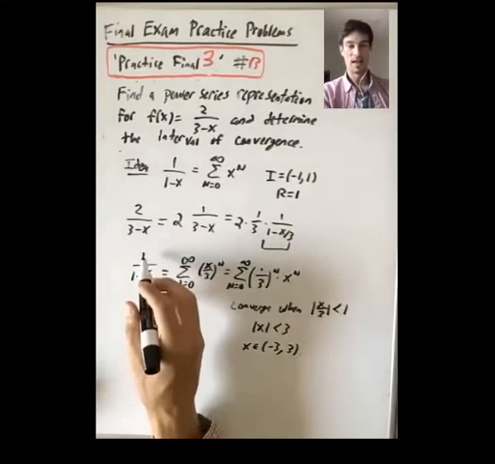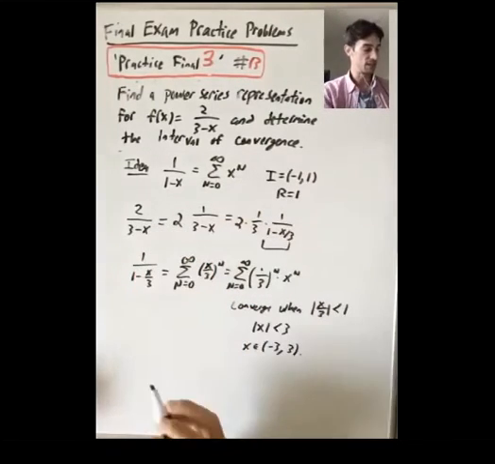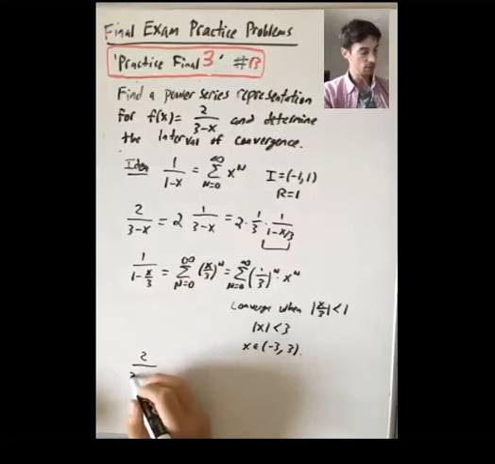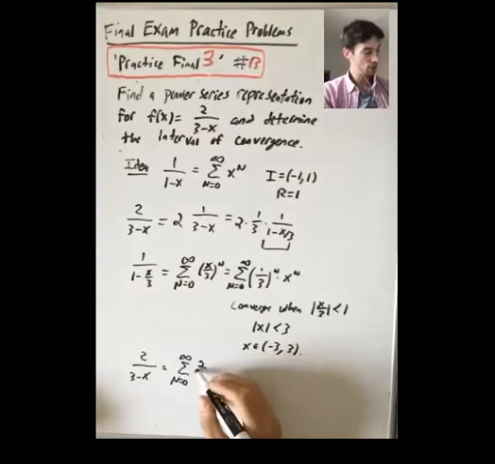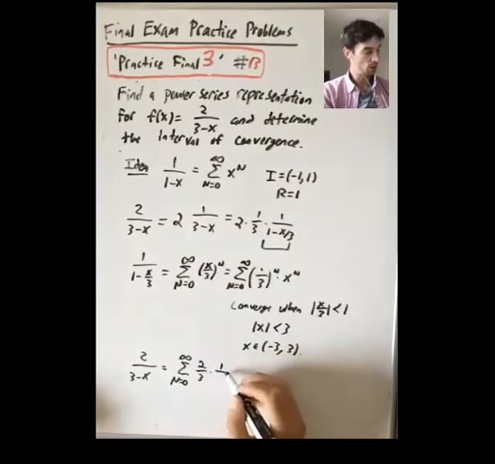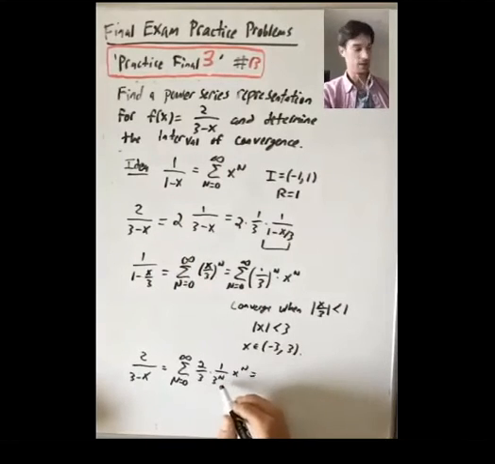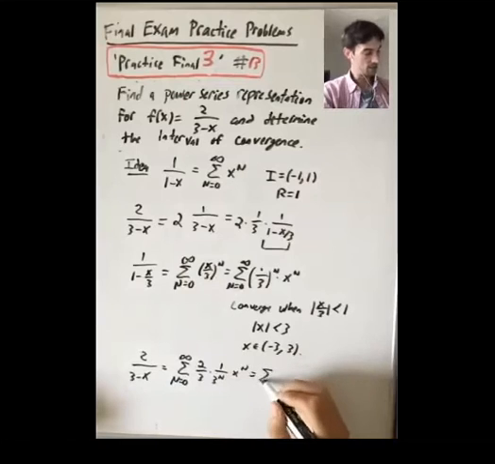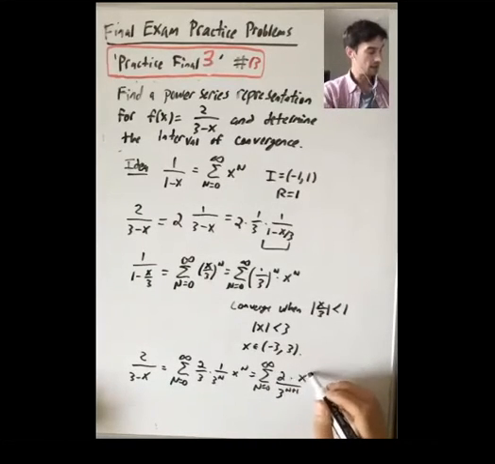Okay, but remember, last thing. This is not quite the power series we were asked for. We're asked for 2 over 3 minus x. So what we get is 2 over 3 minus x equals the sum, n equals 0 to infinity, of 2/3 times 1 over 3 to the n, x to the n. And if you like, you can put the 3's together. So you can write this as the sum, n equals 0 to infinity, of 2 over 3 to the n plus 1 times x to the n.